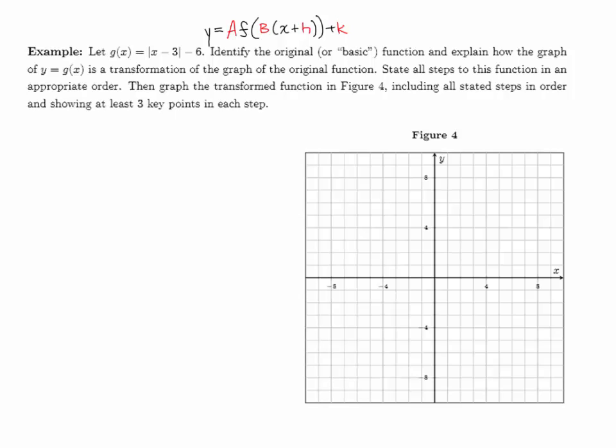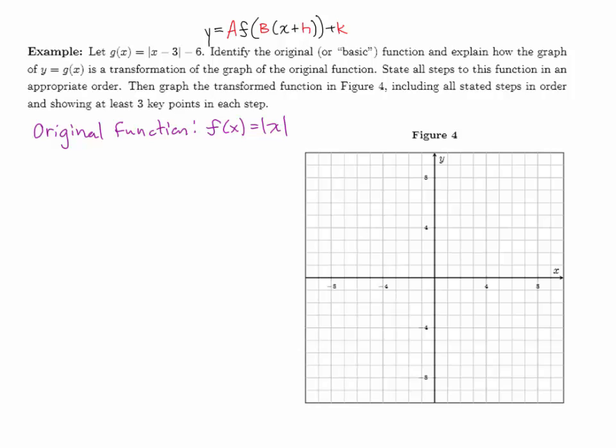So to get started, we'll identify that basic function. And here, our original function that we start with was just the absolute value function. So our original function will be defined by f of x equals the absolute value of x. And then I have the main form of a function transformation above.